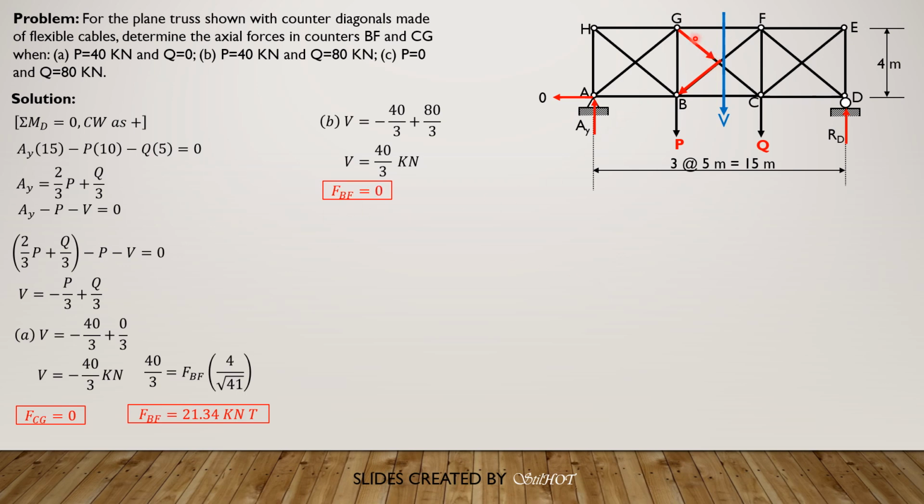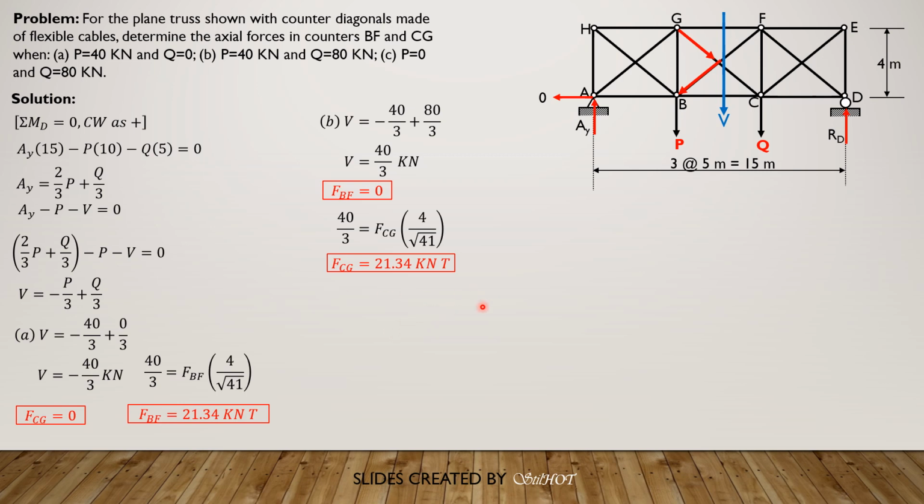Again, the y component of CG, which is FCG times 4 over square root of 41, is equated to 40 over 3. Then FCG is equal to 21.34 kilonewtons tension.